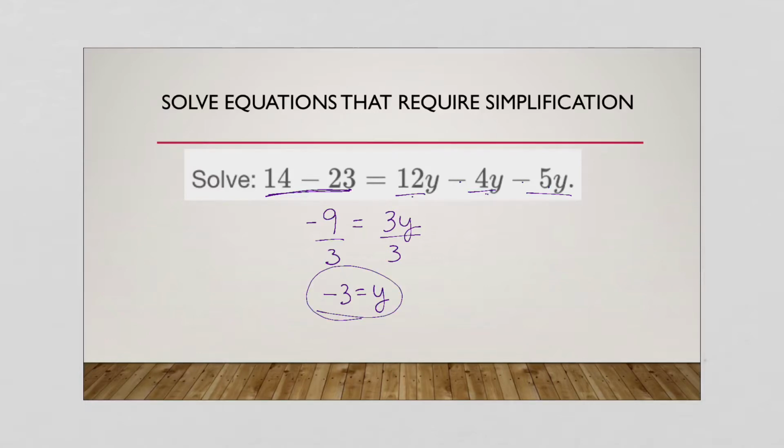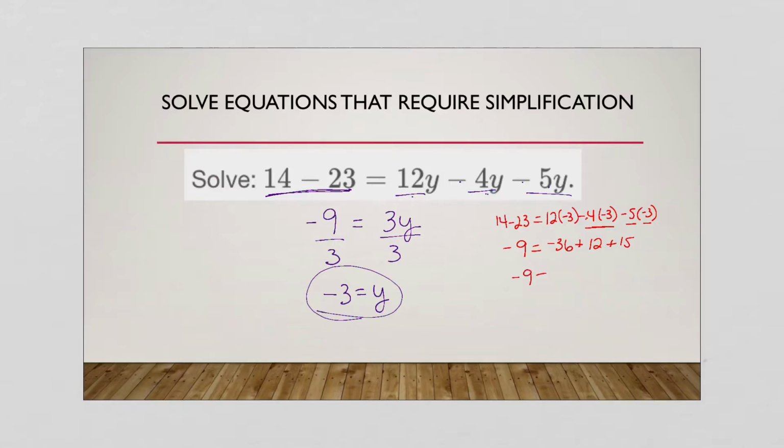So now, if I want to see if that answer really is correct, I could check it. So 14 minus 23, does that equal 12 times -3 minus 4 times -3 minus 5 times -3? 14 minus 23 is -9. 12 times -3 is -36. And the second one, a negative times a negative is a positive. And then a negative times a negative is a positive.